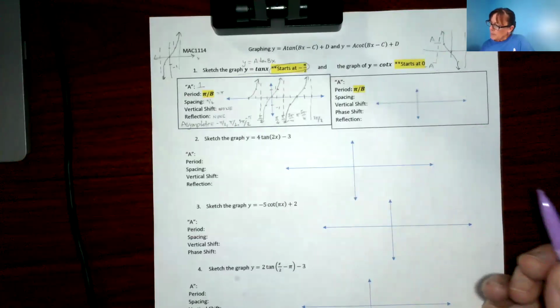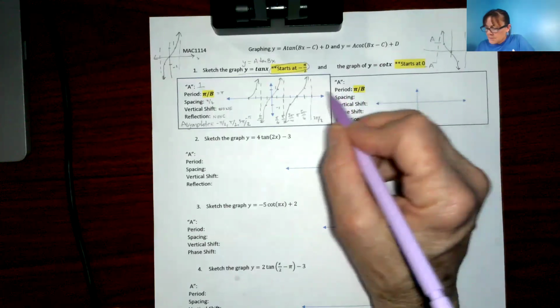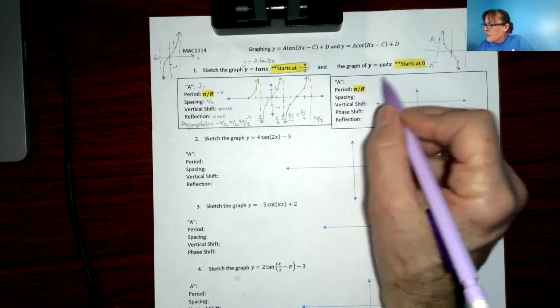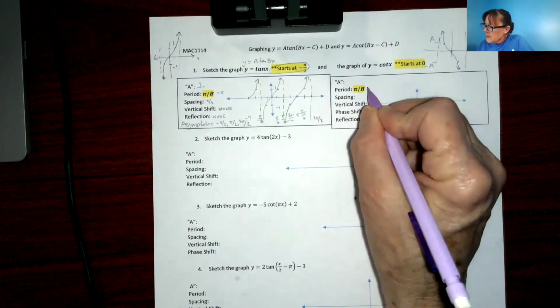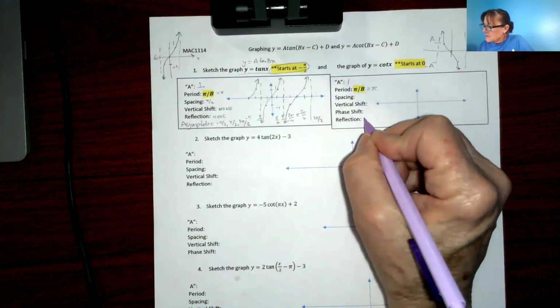So the period is the same as tangent, pi. Pi over b, which is 1, will just give us pi in this case. The value of a right here is 1. There's no reflection because it's positive.